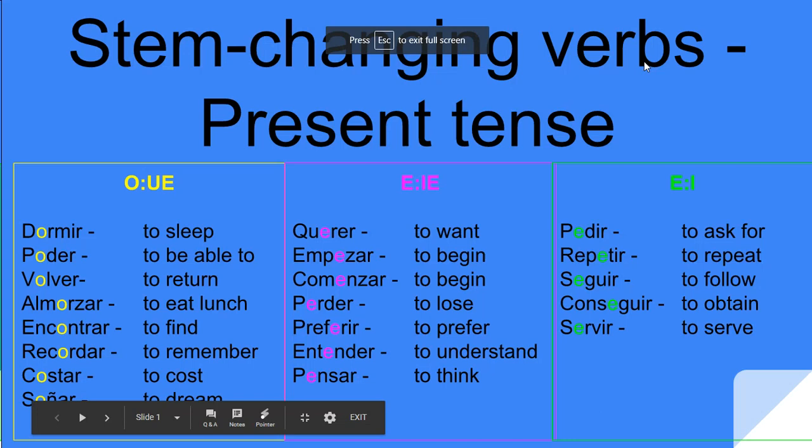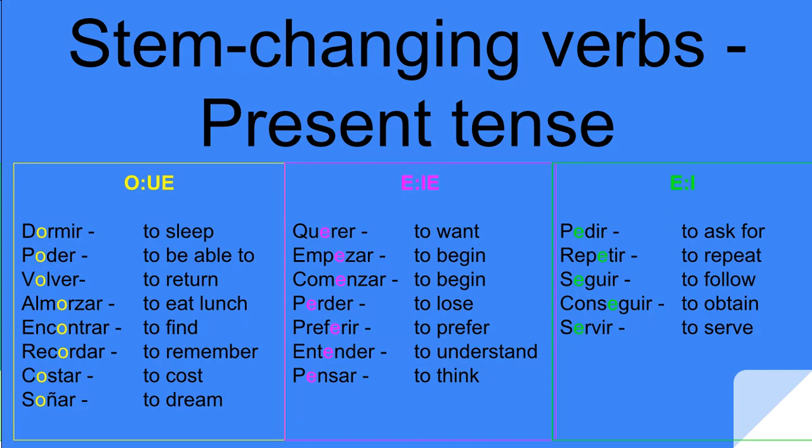Okay, everybody, today's mini lesson is on stem changing verbs in the preterite tense, the past tense. I know the screen says present tense. We're just going to review that very quickly to make sure everybody understands how this works because we can build off from that to create the preterite.